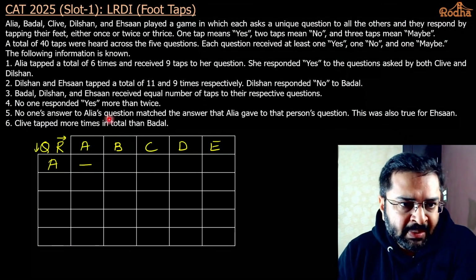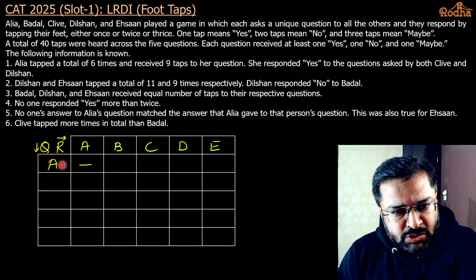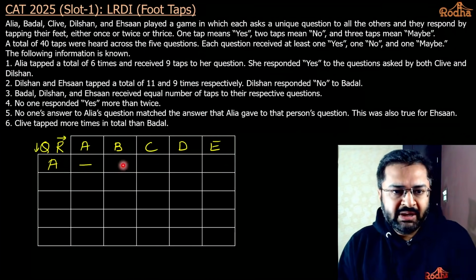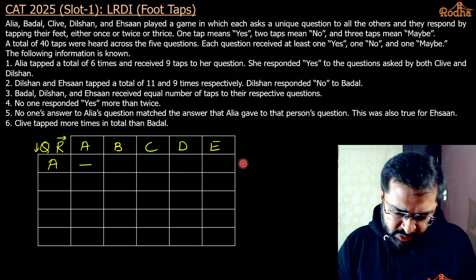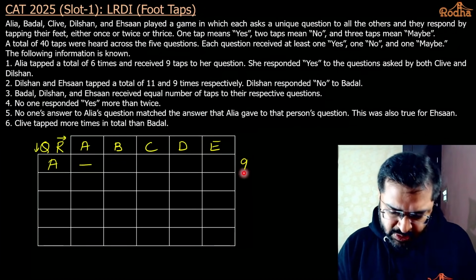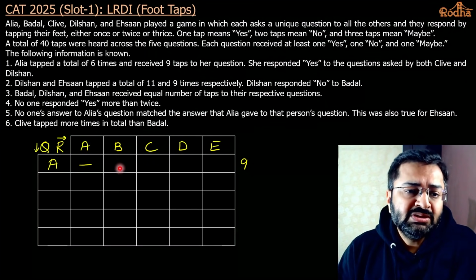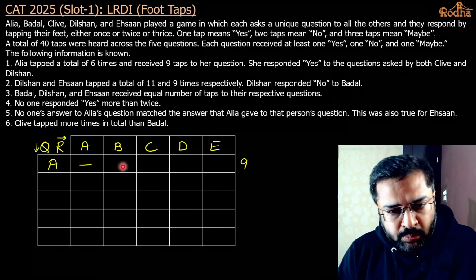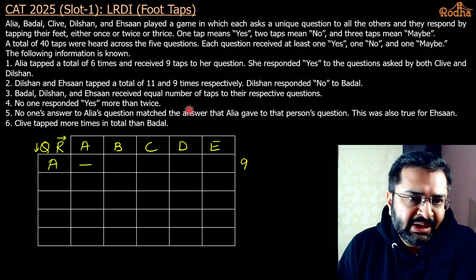There are three options. Now, if you look at statement one, it says Alia tapped a total of 6 times and received 9 taps to her question. So can I say this response to Alia's question would be given by these four people B, C, D, E, and this total would be 9. Whatever numbers appear here, the total would be 9. Why would this be 9? Because these responses can be in the form of yes, no, maybe. So if B responds with a yes, it'll be 1. If B responds with a no, 2. I'll put a 2 here. Maybe I'll put 3.